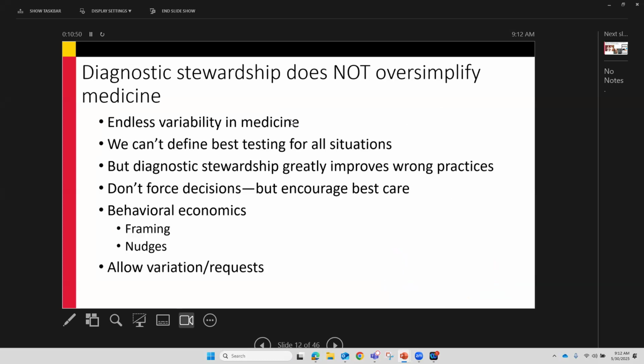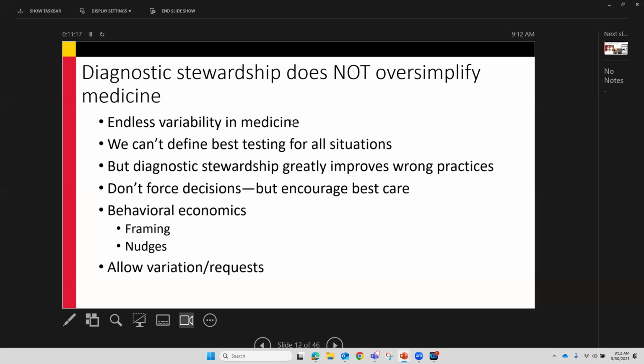So I mentioned before, I don't want to oversimplify medicine. It's easy to talk theoretically, but when you're seeing patients, patients are all different. They're confusing. We're uncertain about things, and I think I myself test sometimes when it's not maybe optimal. But I think having a reason, thinking about it, is the key part. And we really can't define best testing in all situations, there's lots of different situations out there.